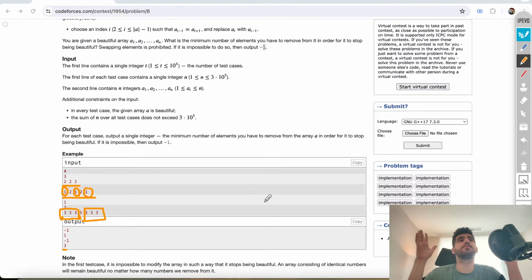So the whole point about problem B was that we try to find all the subsegments consisting of value a0, and among them we are going to print the one with the minimum length.